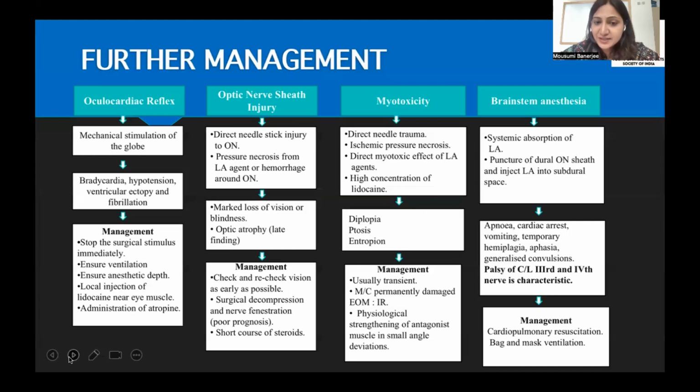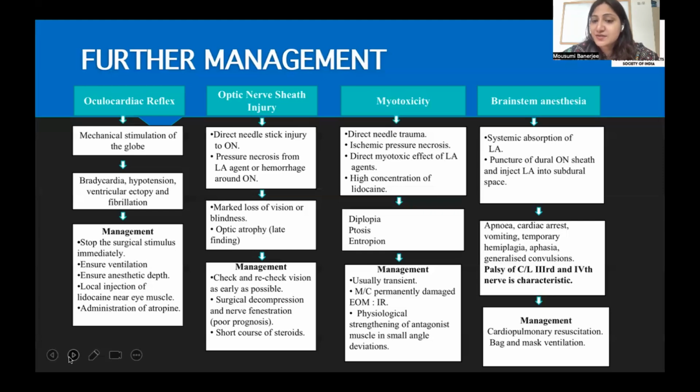Myotoxicity can happen due to direct needle trauma or ischemic pressure necrosis, or direct myotoxic effects of the local anesthetic agent. It has also been associated with high concentration of lidocaine. Patient will present with diplopia, ptosis, or entropion. It's usually a transient phenomenon, and inferior rectus is the most common permanently damaged extraocular muscle to be reported. Physiological strengthening of antagonist muscle and small angle deviations have been tried in many cases, especially when there is permanent damage.